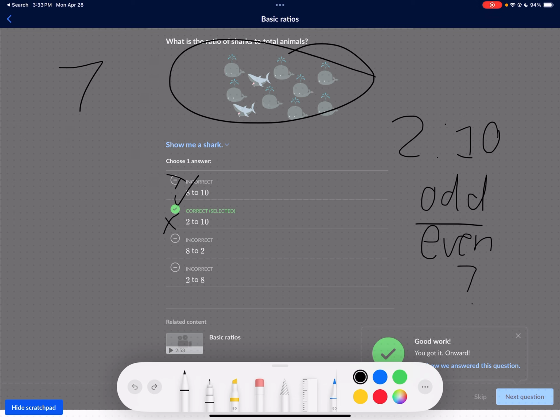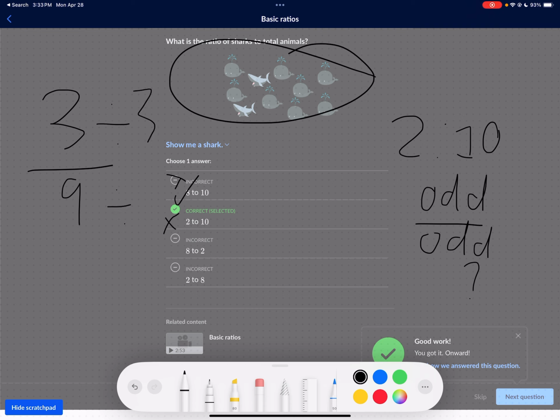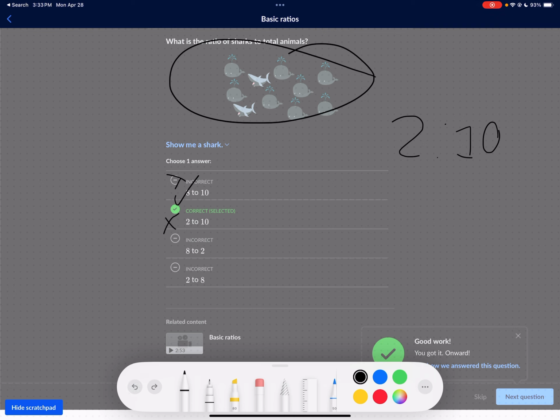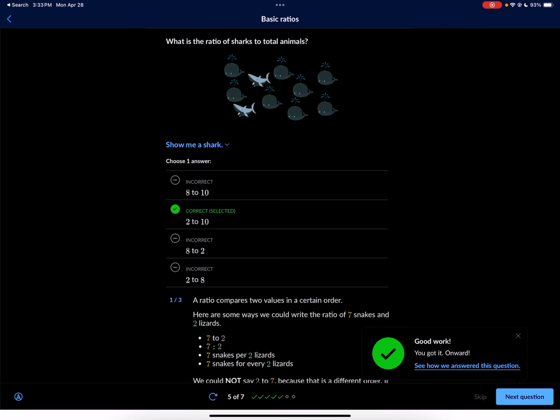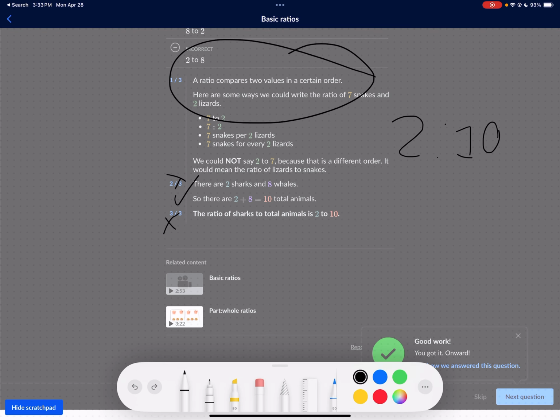For odd over odd, same thing. It also depends. You could have 3 over 9. These are both odd numbers, but they're both divisible by 3. So you would get 1 over 3. So the only time it'll never be a proper ratio is when it's even over even. If there's even one odd number, then it will either be simplified or it won't be. It depends. But anyways, 2 to 10 is the answer. Here's the answer explanation. If you got that right, good job. Here are the videos, and happy studying.